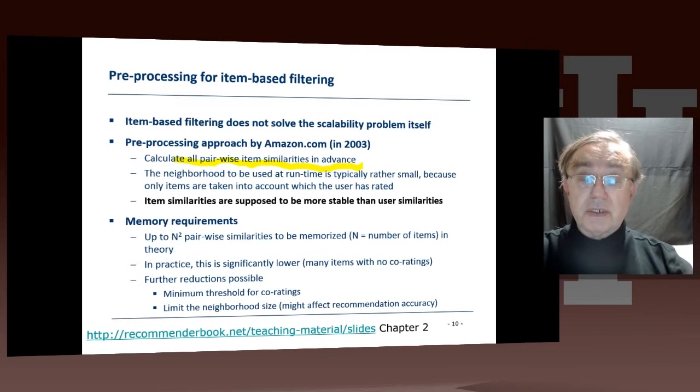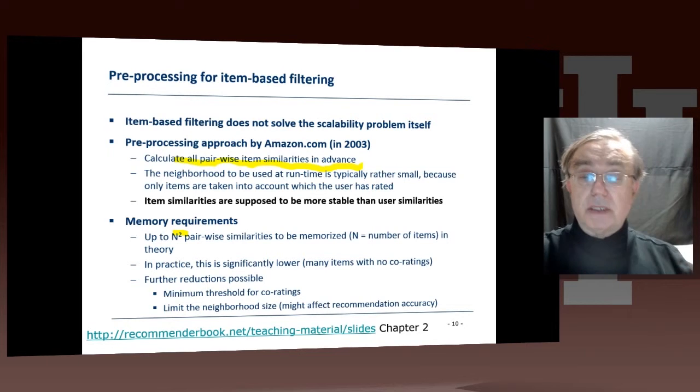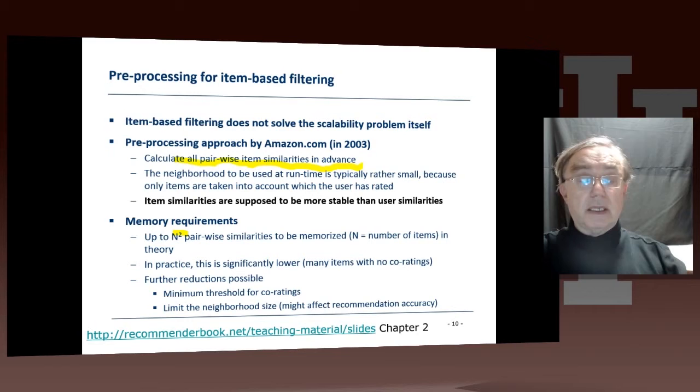but I don't see any strong documentation of those statements. As I've already discussed, you do not actually have n squared, where n is the number of items, because many item similarities cannot be calculated. So you use some ingenious sparse storage, so you only store the ones that can be.